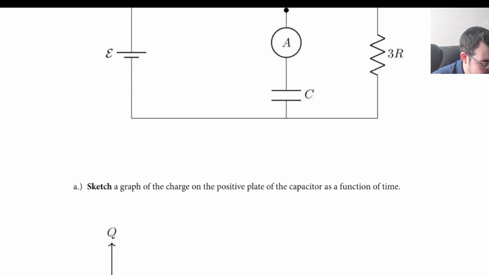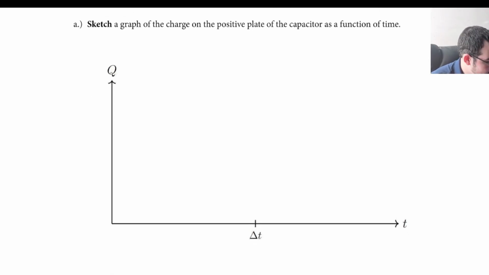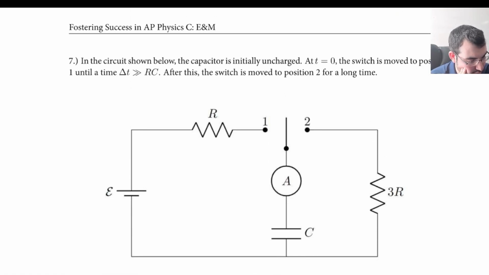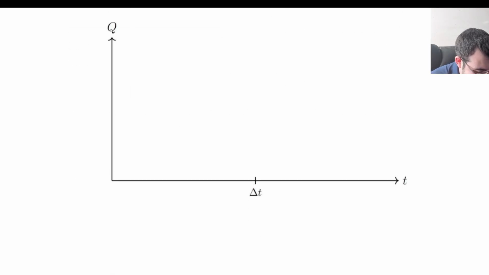So maybe let's model what's going on. So first it says graph the charge of the positive plate on the capacitor as a function of time. Well, what we should probably do is we should define ourselves an asymptote. It doesn't actually tell me to label any values here, but I think I will.